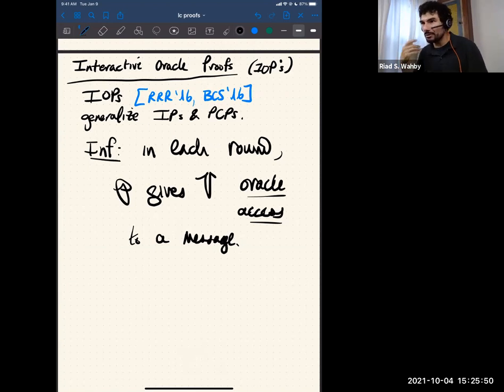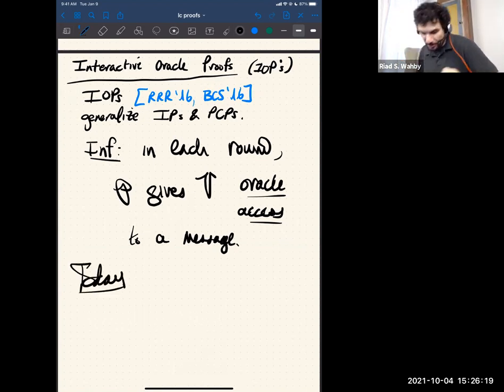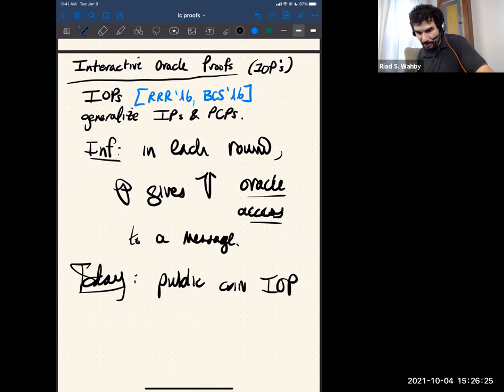and then the verifier just has to check the PCP at a few small points. So let's see, this is RRR is Reingold, Rothblum and Rothblum, and BCS is Ben-Sasson, Chiesa and Spooner, and they call them slightly different things. IOP is from BCS 16, RRR calls them PCIPs, probabilistically checkable interactive proofs. But these are, you know, morally equivalent constructions. Okay, and today in particular, we're going to look at a public coin IOP. So we're going to build a public coin IOP. Okay, and pausing for a moment, public coin means of course that the verifier sends random challenges in each round. So the prover sends a message, the verifier responds with a random challenge, and this continues.